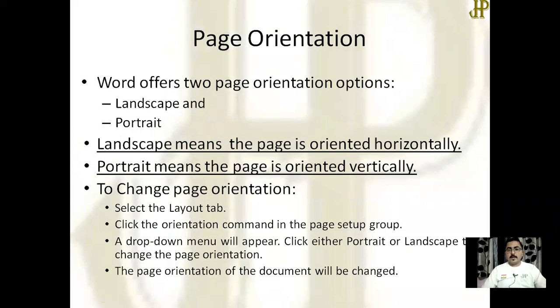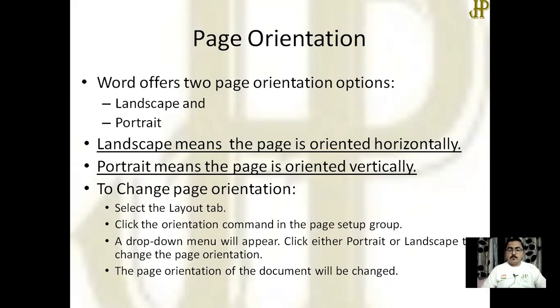So what is page orientation? As the name suggests, how your page looks, either in vertical design or in horizontal design. So Word offers two page orientation options, landscape and portrait. Landscape means the page is oriented horizontally, while portrait means the page is oriented vertically.